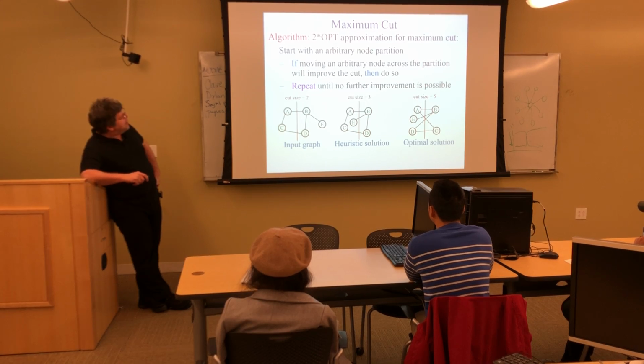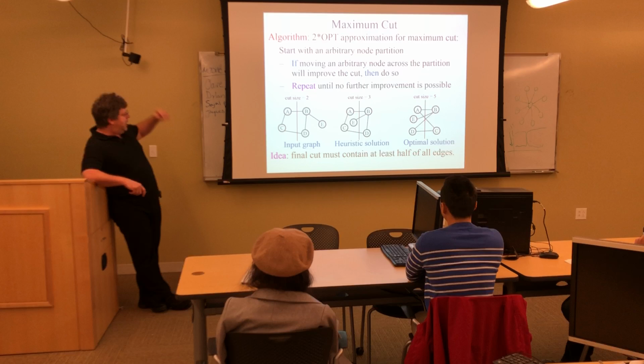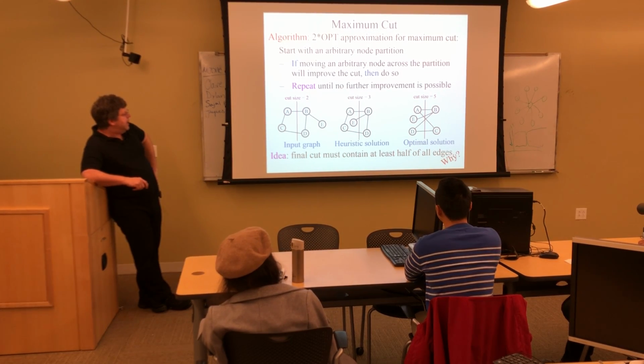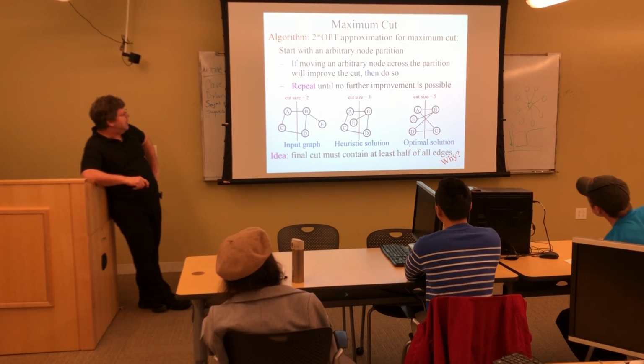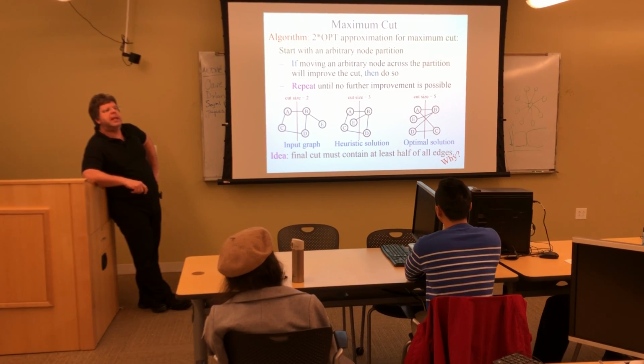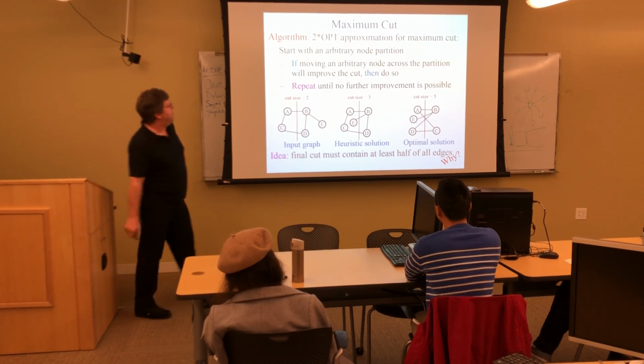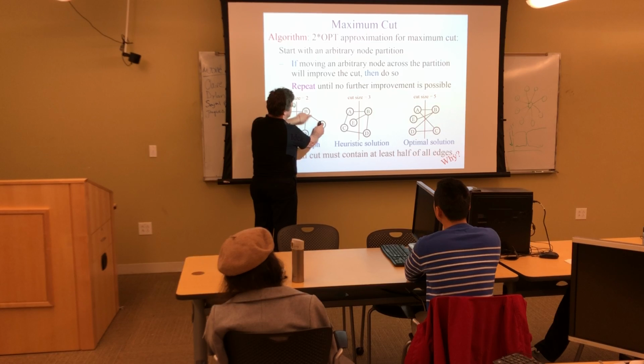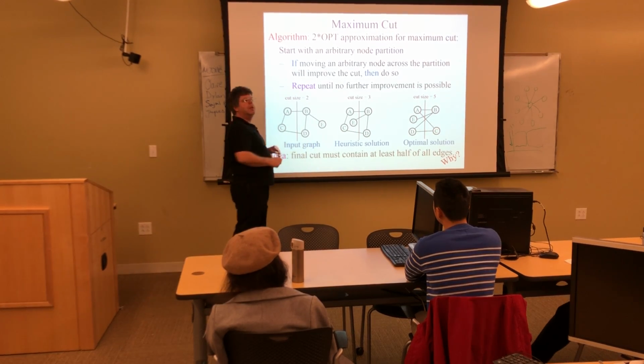Now, why is this heuristic so good that it's no worse than twice the optimal? So the idea is to notice that the final cut that you end up with, if you keep applying this rule, must contain at least half of all the edges. Why? Because if you have a node that has more neighbors on its own side, like this one has one neighbor on its own side, on the right side, but fewer neighbors on the left side, in this case zero, moving it across will increase the cut size.